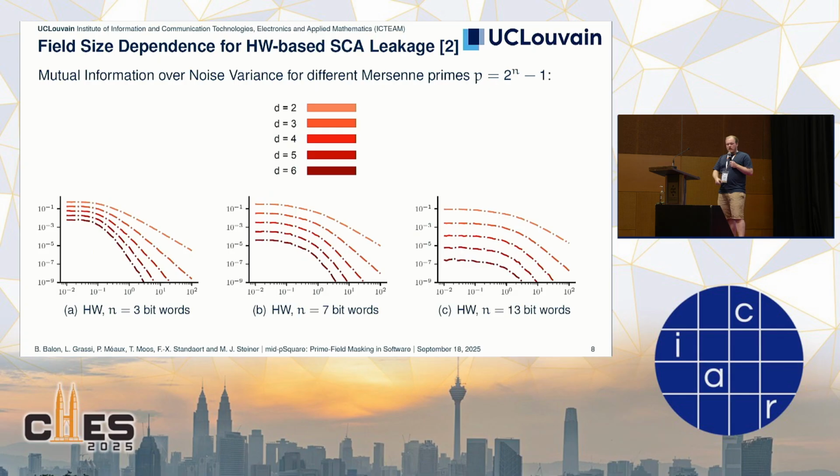And for this, I'm quickly recapping a result from the Eurocrypt 2023 work, just showing the mutual information over the noise variance, so mutual information on the y-axis, noise variance on the x-axis, and low mutual information means high security, high mutual information means low security. We can see that from the left, 3-bit words to the right, 13-bit words, the mutual information is drastically reduced on the log scale, so it's quite significant, which gives us significantly increased security.